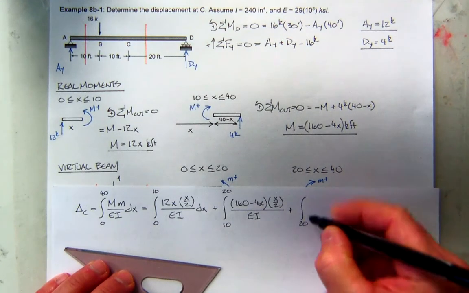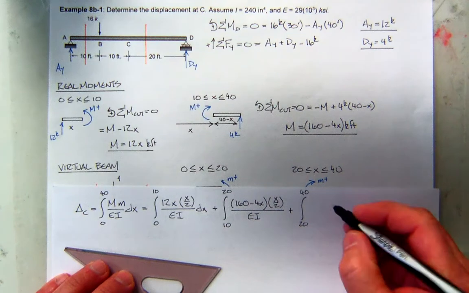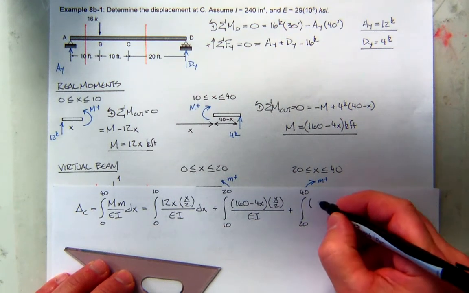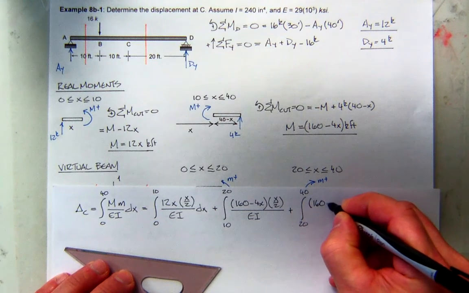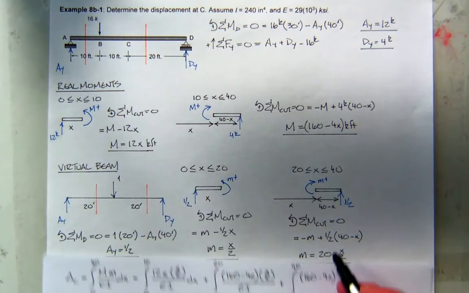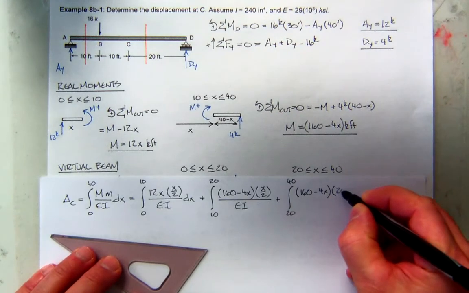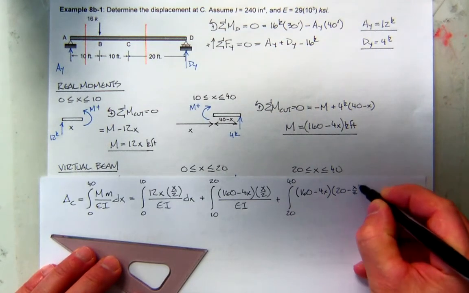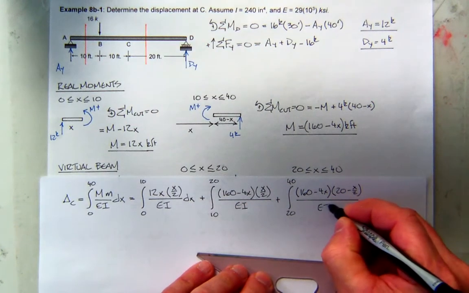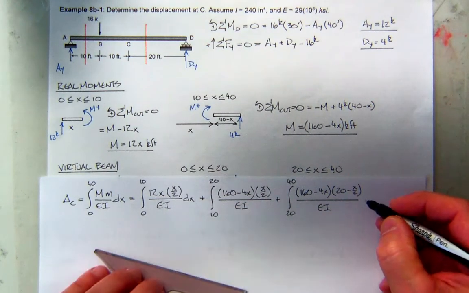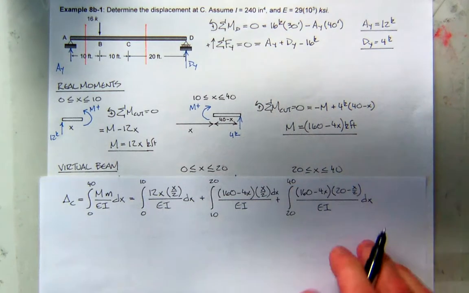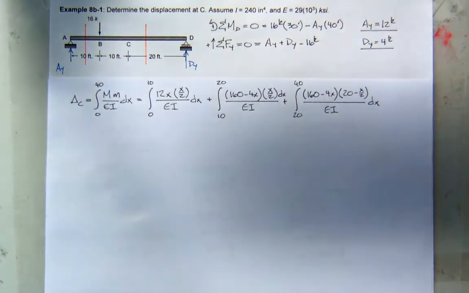You can see why this would be very tedious to pull off in class, especially on an exam. So this will be good enough for me. So there's the real moment, and then the virtual moment is 20 minus x over 2. Oh, and all of those, I forgot my dx here. Sorry. I'll put it back here. So there it is. That's the virtual work expression.